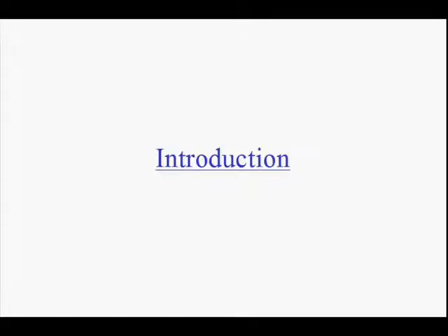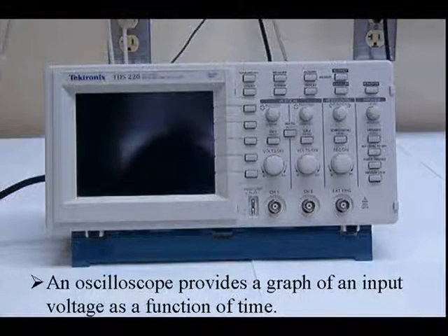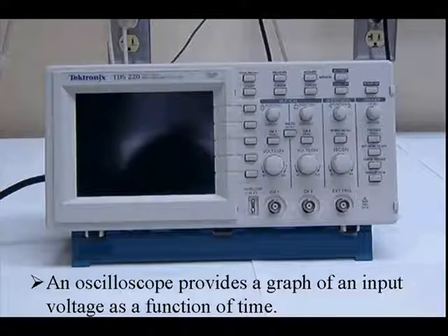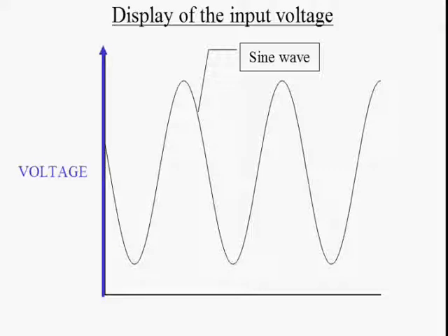Introduction. An oscilloscope provides a graph of an input voltage as a function of time. Display of the input voltage. On this graph, the voltage input is a sine wave. The y-axis is the voltage axis, and the x-axis is the time axis.